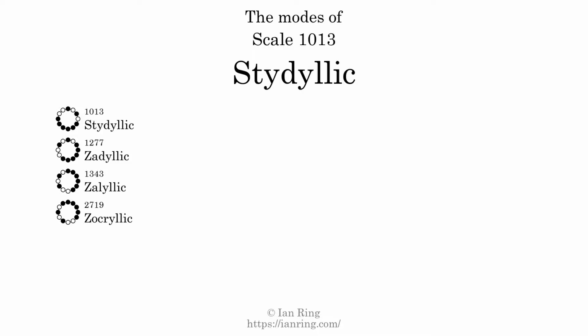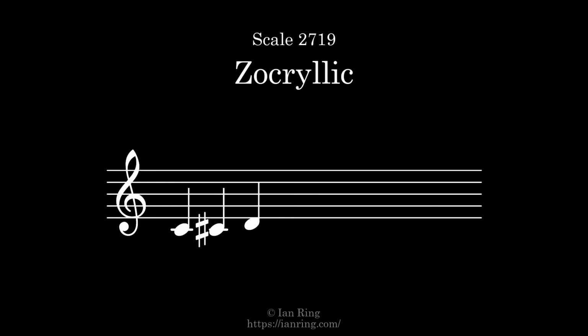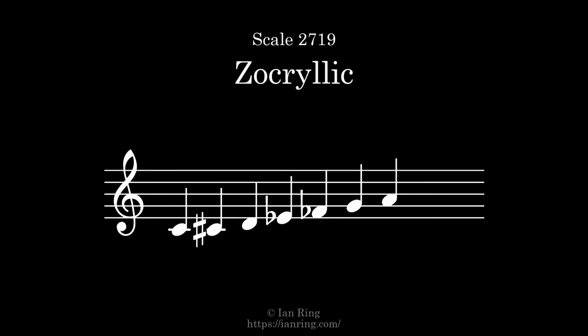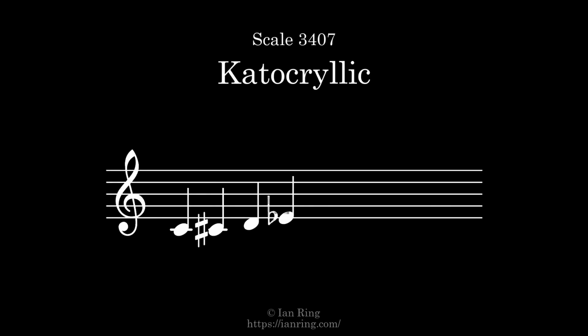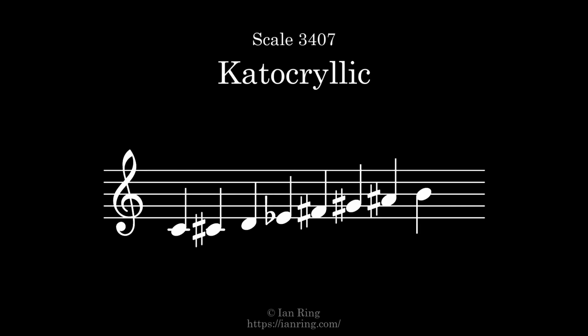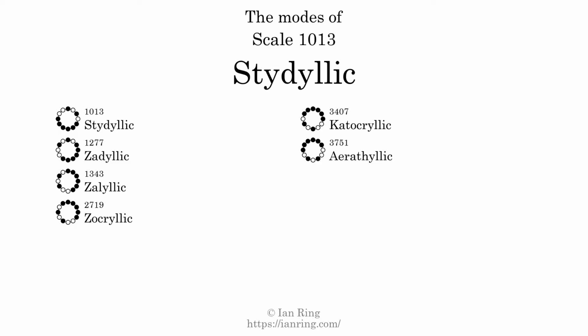The fourth mode is scale 2719, also known as acrylic. It sounds like this. The fifth mode is scale 3407, also known as catacrylic. It sounds like this. The sixth mode is scale 3751, also known as erythilic. It sounds like this.